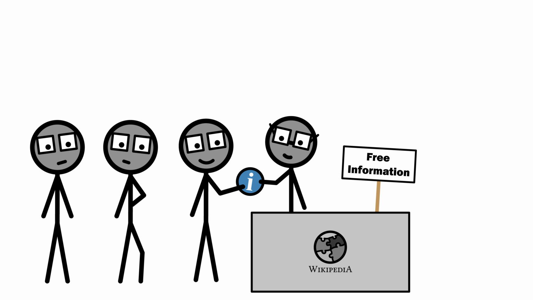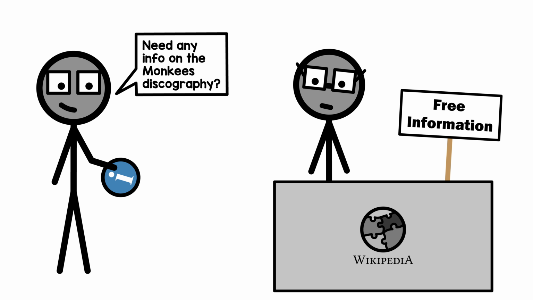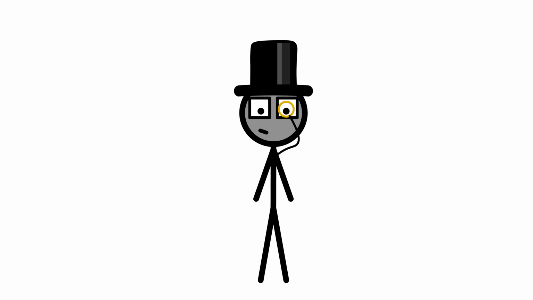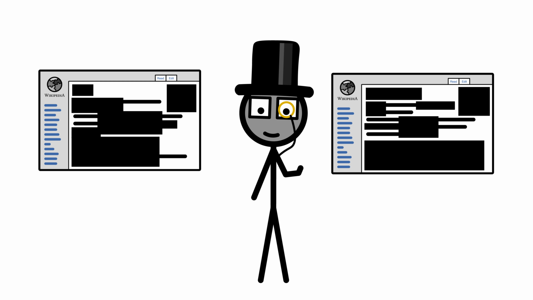Providing the world with information for free sure is a noble goal, though one not equally appreciated by everyone. Wikipedia tries to cover as much ground as possible, so articles aren't all rainbows and unicorns. They also cover unsavory and controversial things, like legs or human rights. But that's easily fixable.